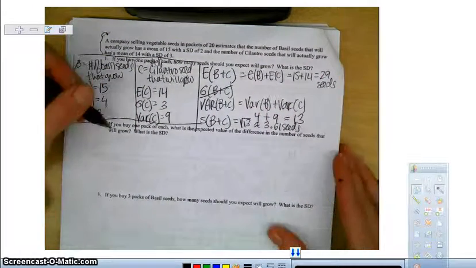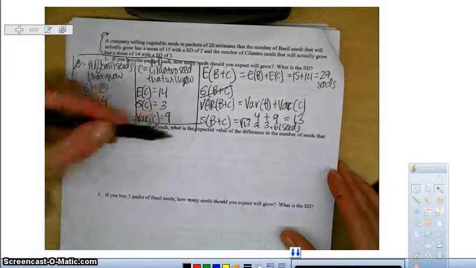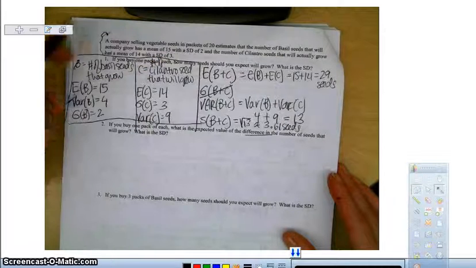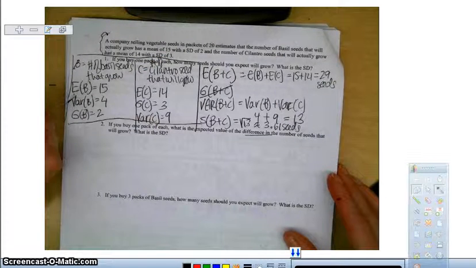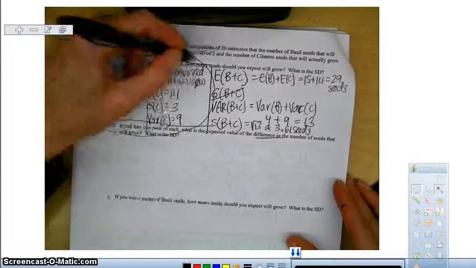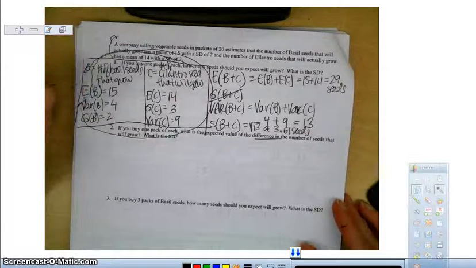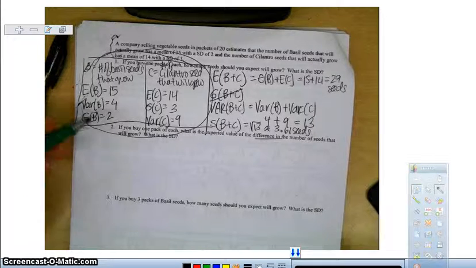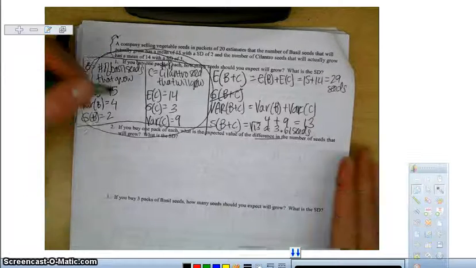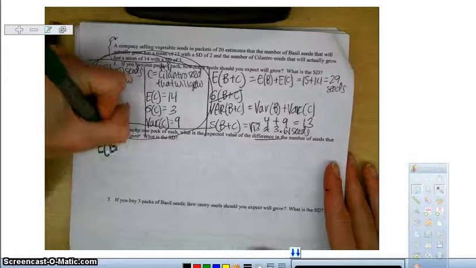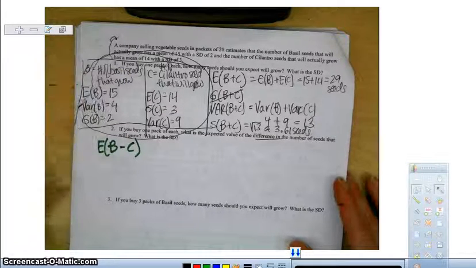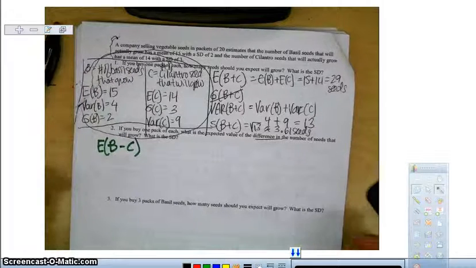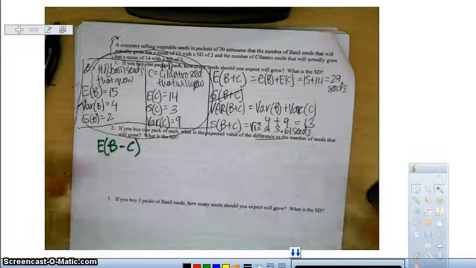All right, so if you buy 1 pack of each, what is the expected difference in the number of seeds that will grow? What is the standard deviation? Okay, so this time, we've still got all of our same given information from right up here. All of that's still the same. So we just want to know, if you buy 1 pack of each, what is the expected value of the difference in the number of seeds that will grow? So that would be the expected value of B minus C, right? Could I do C minus B? Yes, you could. That would be fine. Okay, we'll just do B minus C.